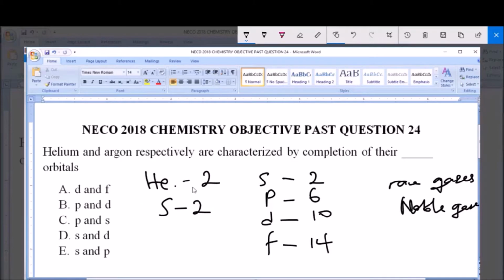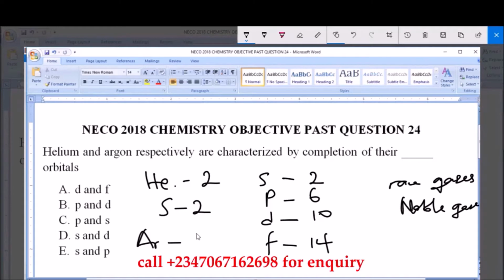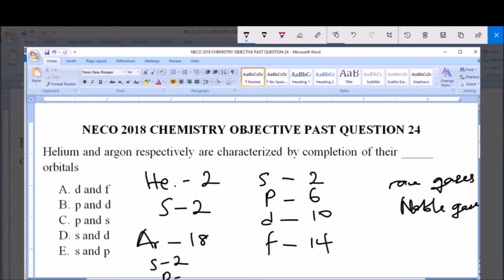Now, like you see here, the helium atom has 2 electrons, so therefore the s orbital is complete. Argon has atomic number 18, and so therefore its s orbital is complete with 2, its p orbital is complete with 6, and its d orbital is also complete with 10, making it 18.